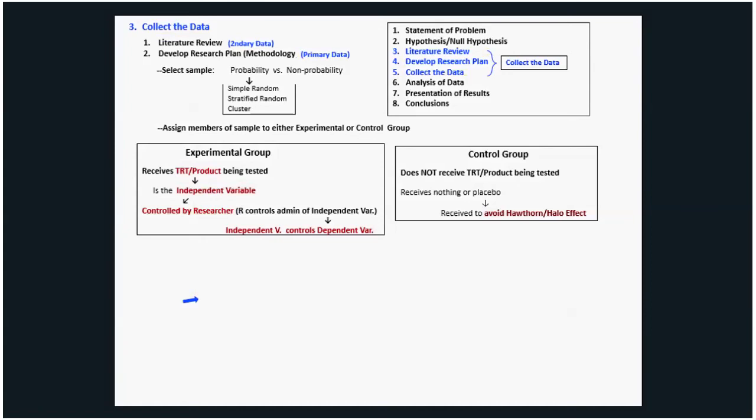The control group doesn't receive the treatment or the product being tested. It either receives nothing or it receives a placebo. And in most cases, you're going to have a placebo, because without that, you're going to have a problem with the Hawthorne or the halo effect.